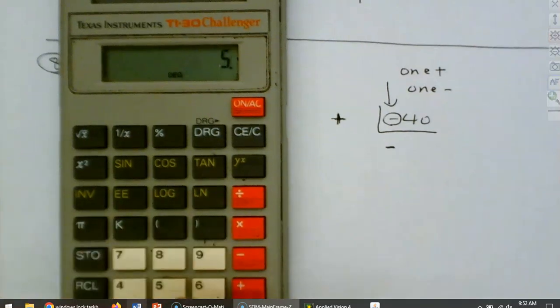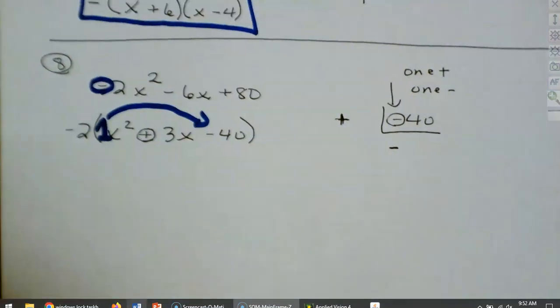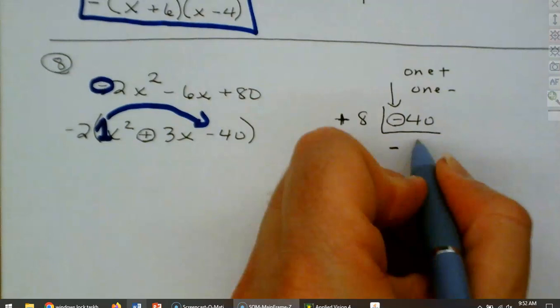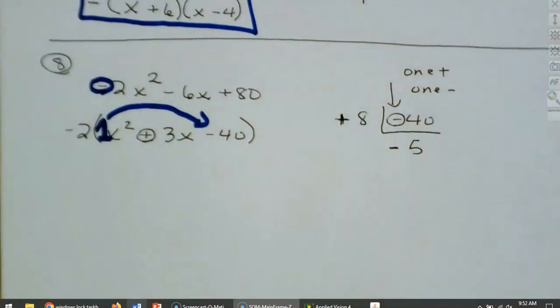Let's try an 8. 8 and 5. Does that work? Yeah. Okay. So we need a difference of 3. So how about we use a positive 8 and we use a negative 5. It is nothing but trial and error.